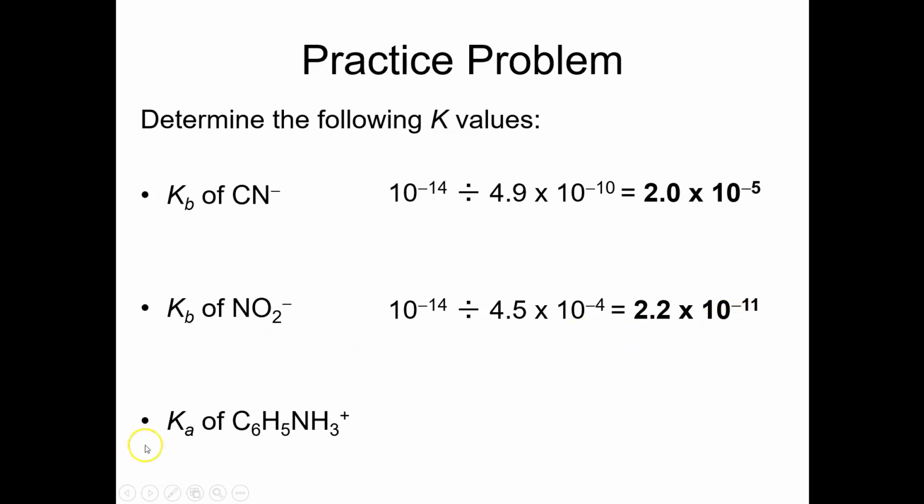What about the Ka of anilinium? Well, now Appendix D2 tells me that the Kb of aniline is 4.3 times 10 to the minus 10th. 10 to the minus 14th divided by the Kb of aniline gives me the Ka of anilinium, which is 2.3 times 10 to the minus 5th.